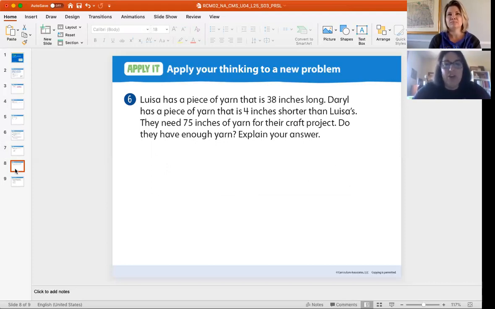Louisa has a piece of yarn that is 38 inches long. And Daryl has a piece of yarn that is 4 inches shorter than Louisa's. They need 75 inches of yarn for their craft project. Do they have enough yarn? Your answer. So, step 1. We know this is 2 steps, so let's get our step 1 out there first. All right, let's do it.